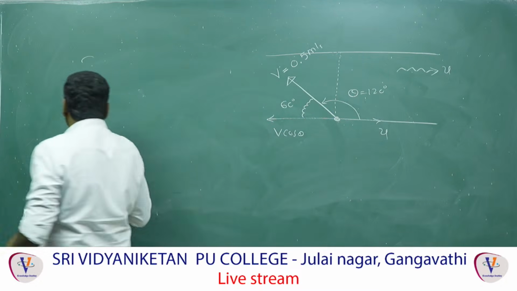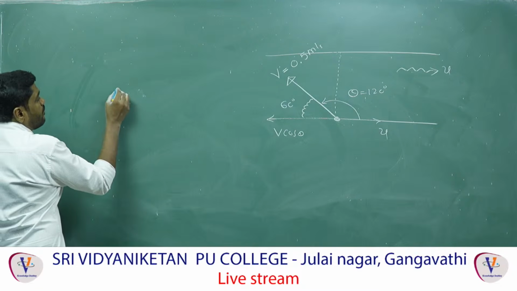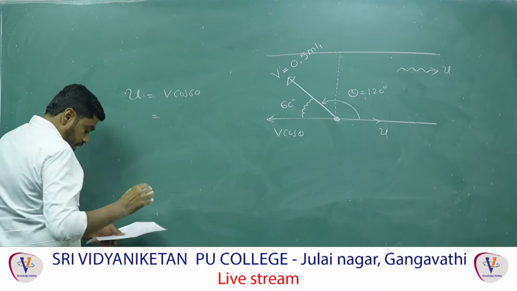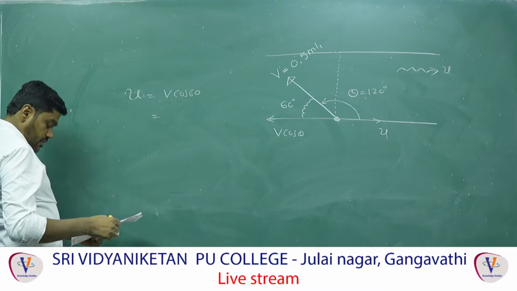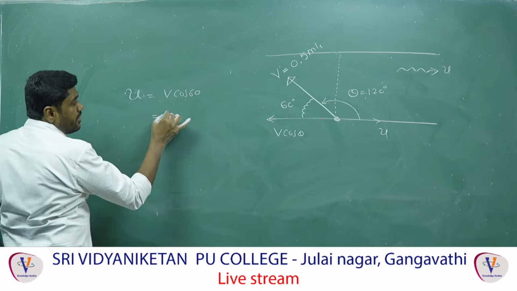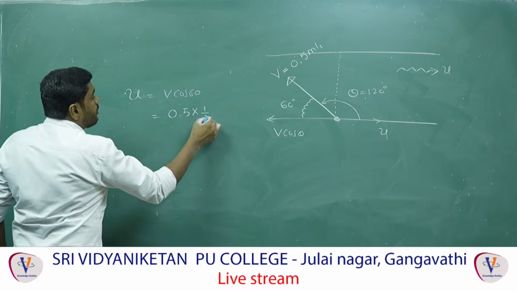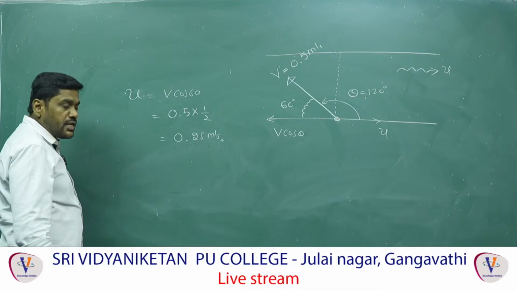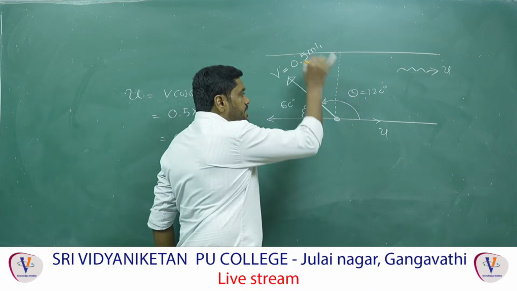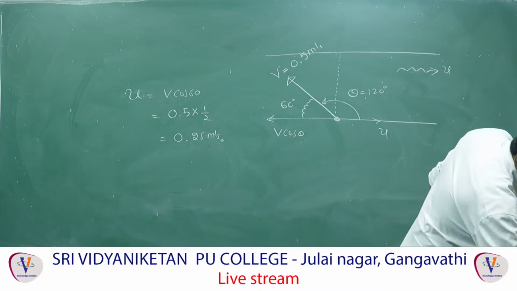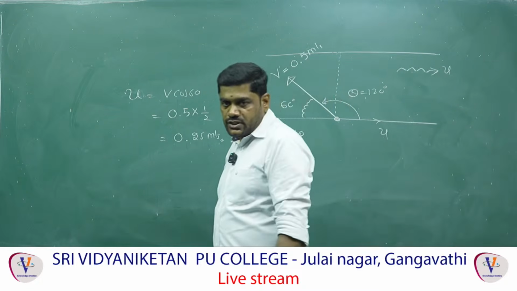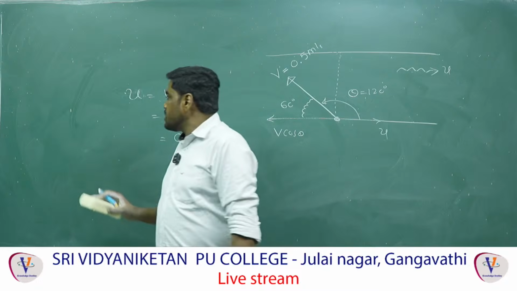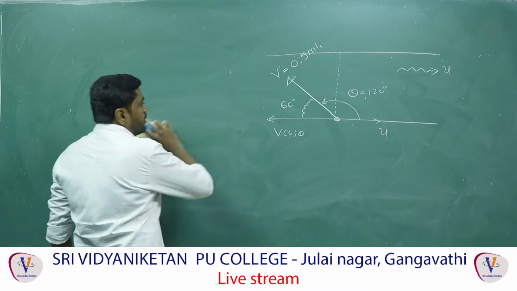Therefore from the diagram you can say u is equal to V cos 60. The V value they have given is 0.5, and cos 60 is 1 by 2, so u is equal to 0.25 meter per second. Understand? For the person to travel exactly opposite to the other bank, the net velocity along the river direction must be 0. That means the velocity of the person along the river must be equal to the velocity of the river only. Therefore u is equal to 0.25, we got it. Next.